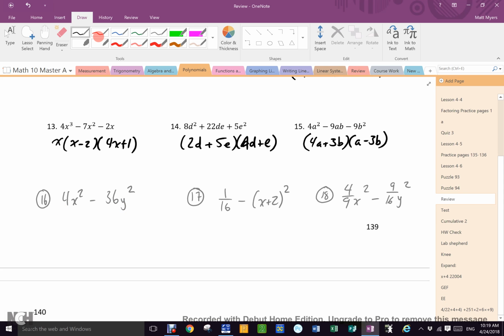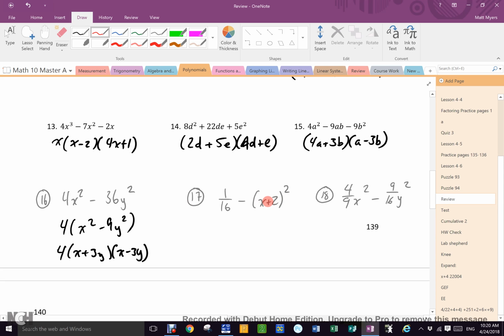16. 4 outside. 4x squared minus 9y squared. Then what? And x plus 3y, x plus 3y. x minus 3y. x minus 3y. Nice. This one. Tricky. Yeah, I know I couldn't do it, but you can. Yeah, I know.